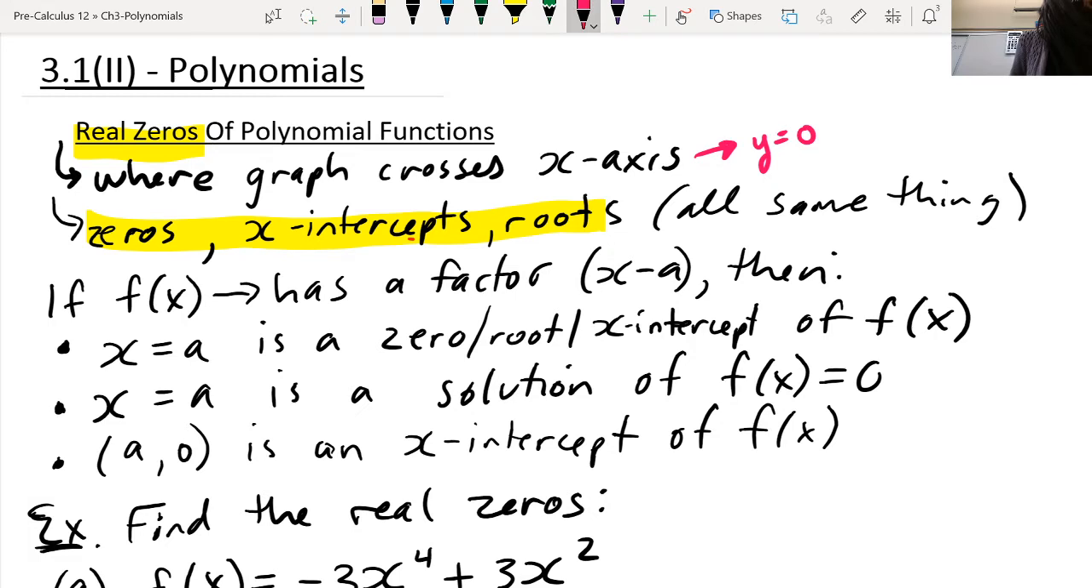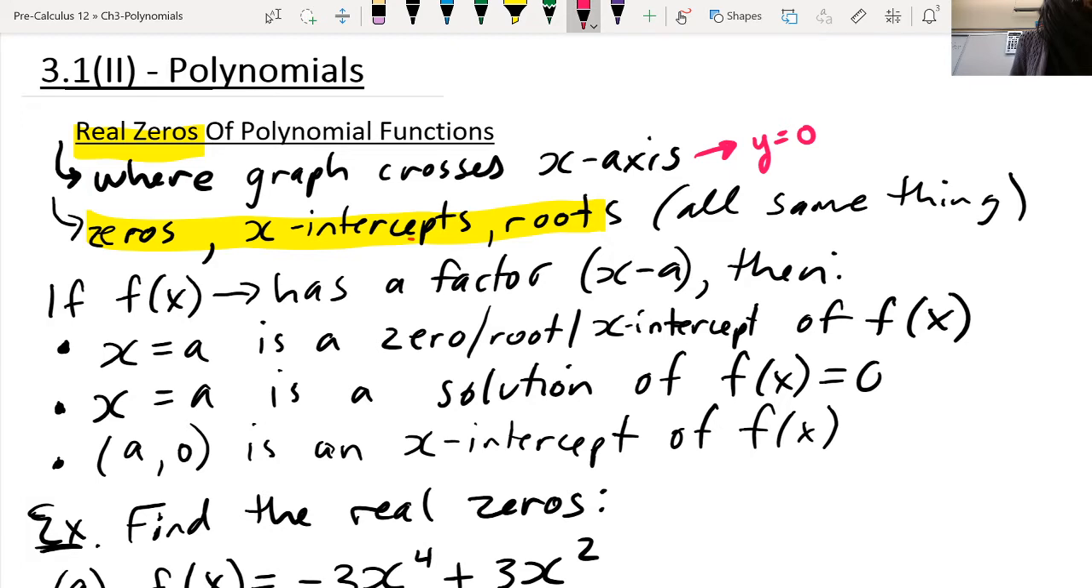And if f of x has a factor of x minus a, then x equals a is a 0 or root or x-intercept of f of x. This is going to make more sense when we do actual examples with numbers, but this is a good way to start things off. You can come back to this maybe after you do the examples. X equals a is a solution of f of x equals 0, and the point a, 0 is an x-intercept of f of x. So if we have some polynomial f of x, then all of these things are points to note about that polynomial f of x.